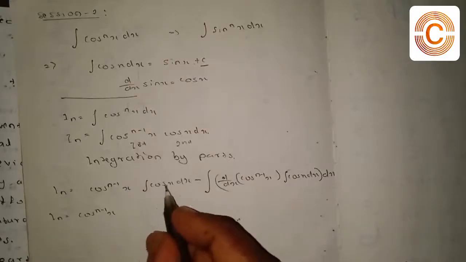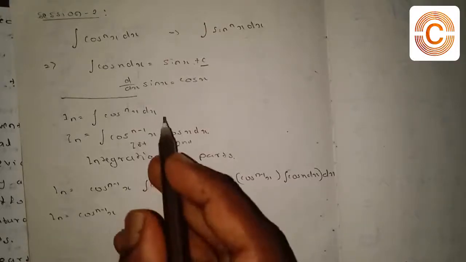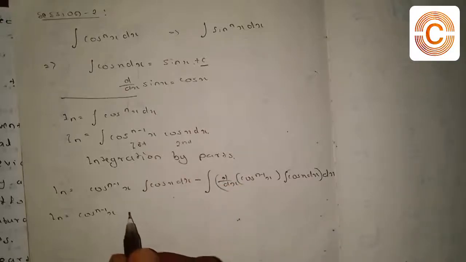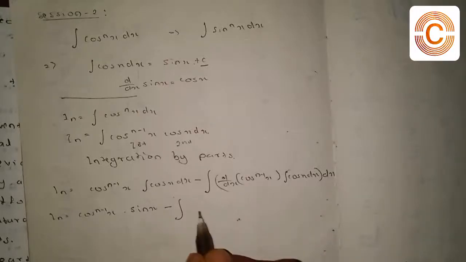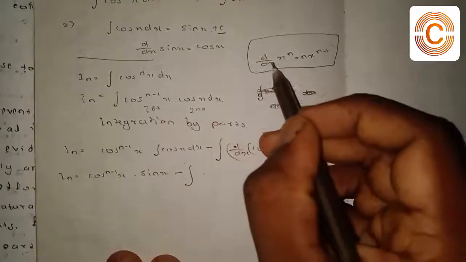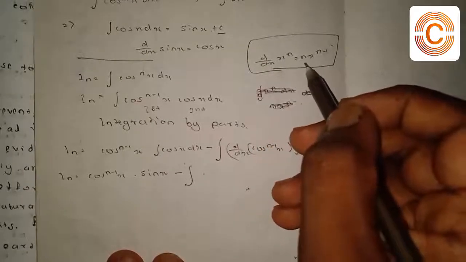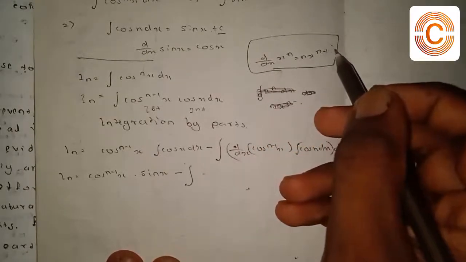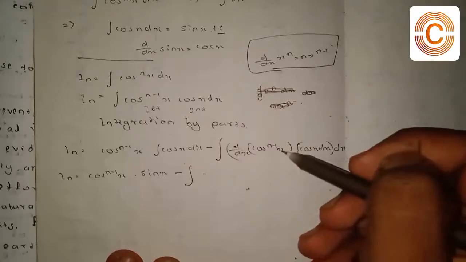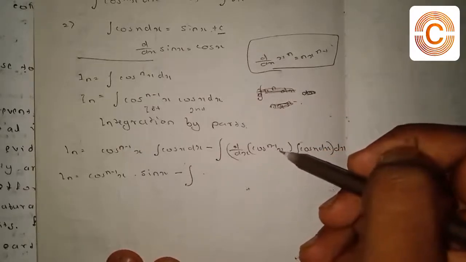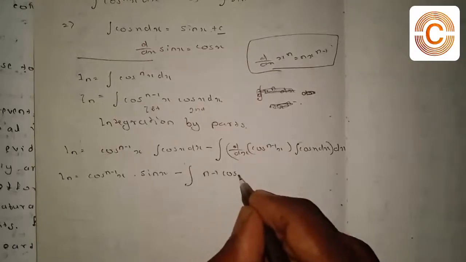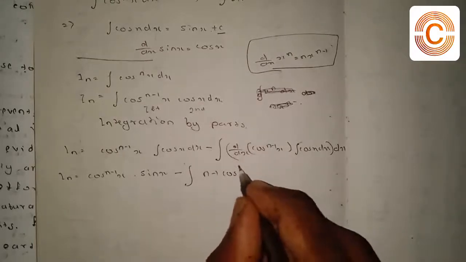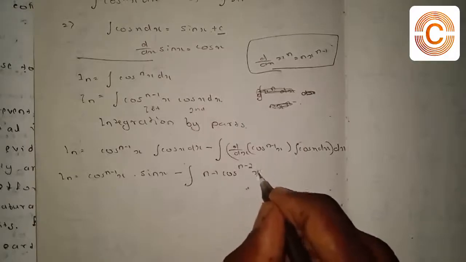So let's write it: the integral of cos x dx is equal to sin x, positive sin x. Then minus the integral of d by dx of cos^(n-1) x. By using the formula d by dx of x^n equals n x^(n-1), we get d by dx of cos^(n-1) x as (n-1) into cos^(n-1-1) x, which is equal to cos^(n-2) x.